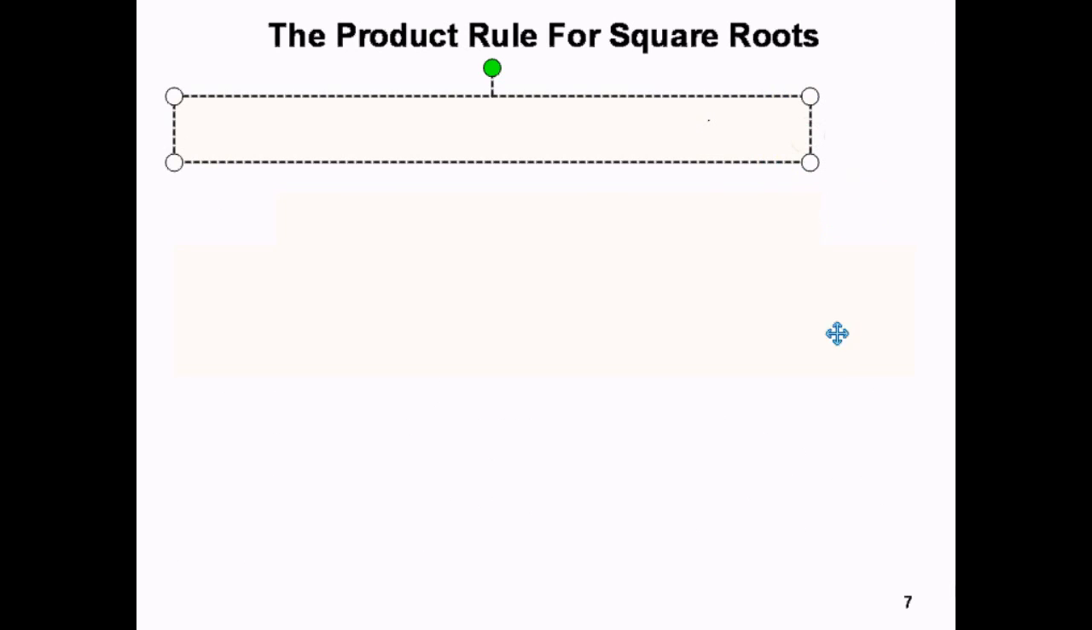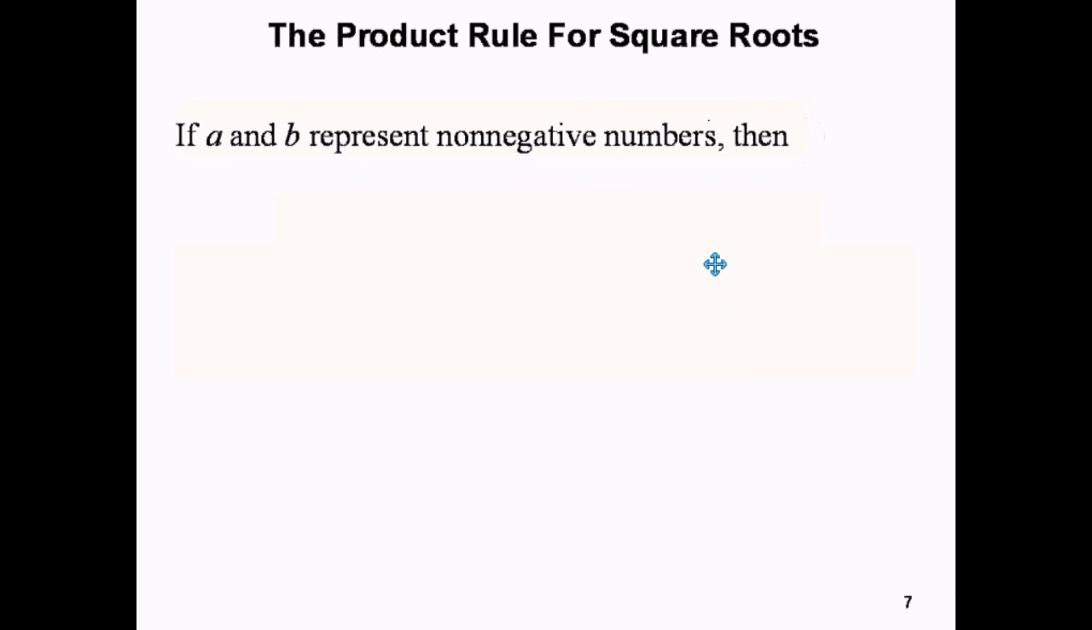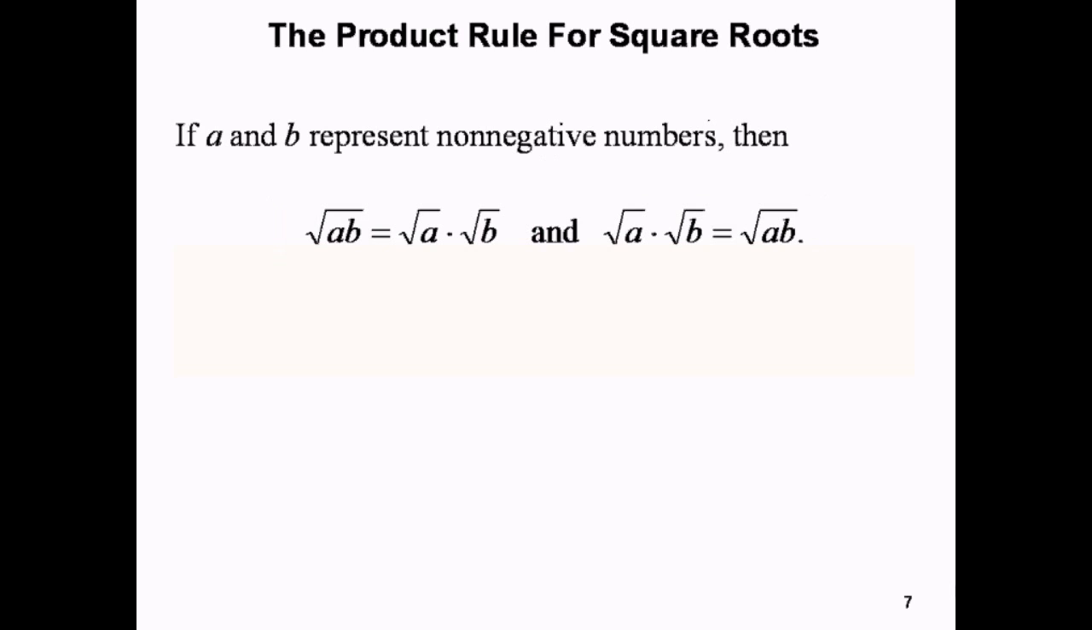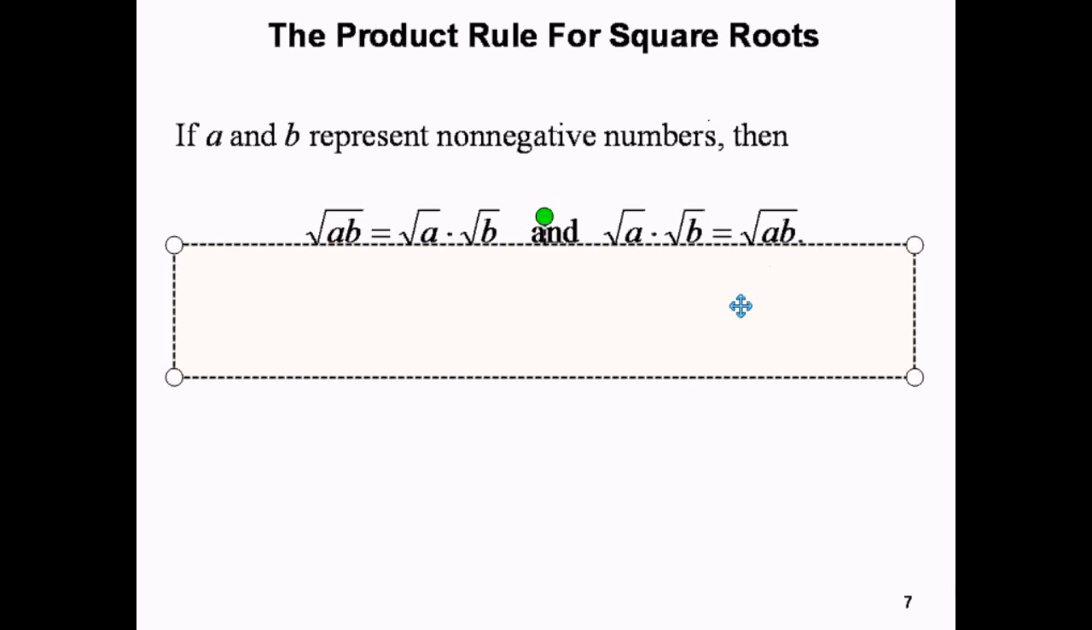Okay, guys, this is important. You need to know this. If A and B are non-negative, they have to be non-negative, because if one's negative, then you get a negative number, and you can't have negative square roots because we're in real numbers. The square root of A times B is equal to the square root of A times the square root of B. And vice versa, the square root of A times the square root of B is equal to the square root of A times B. So you can split square roots, or you can smash them together. Okay?